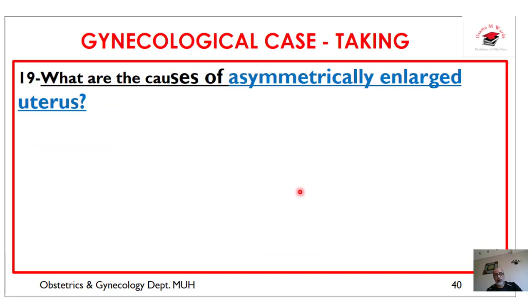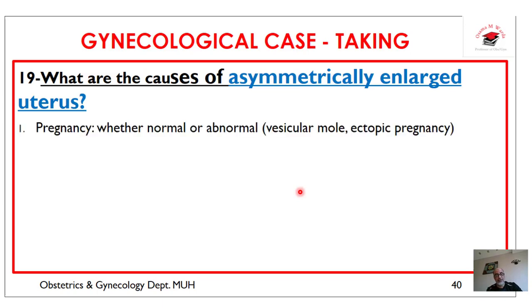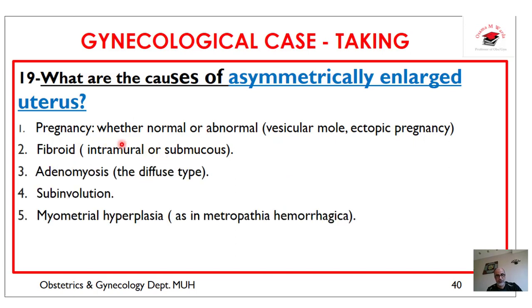What are the causes of an asymmetrically enlarged uterus? Causes include pregnancy, whether normal, abnormal, vesicular, or ectopic, fibroid. No, this is the symmetrical. These are the causes of a symmetrically enlarged uterus.